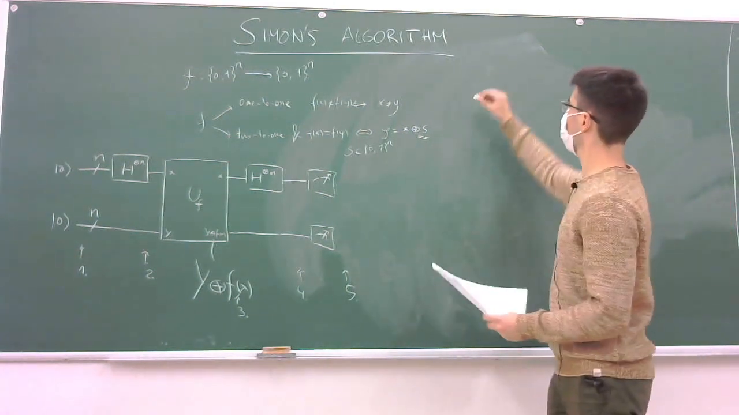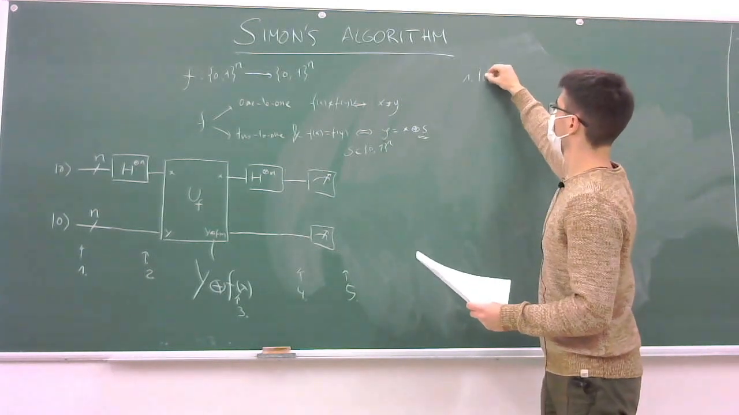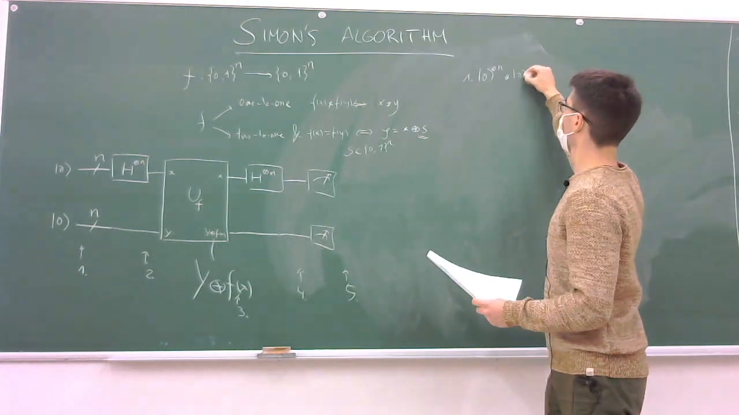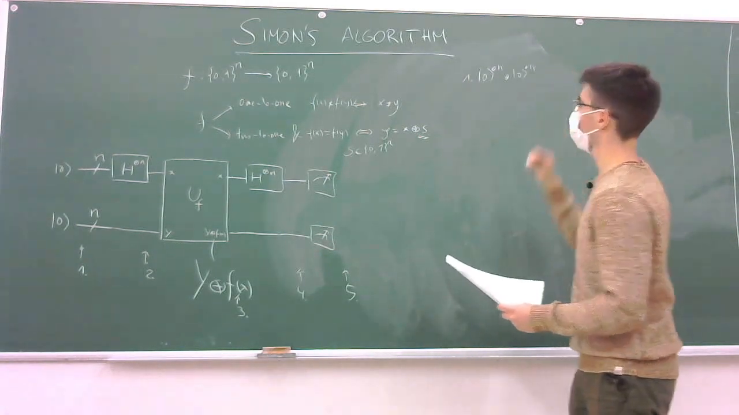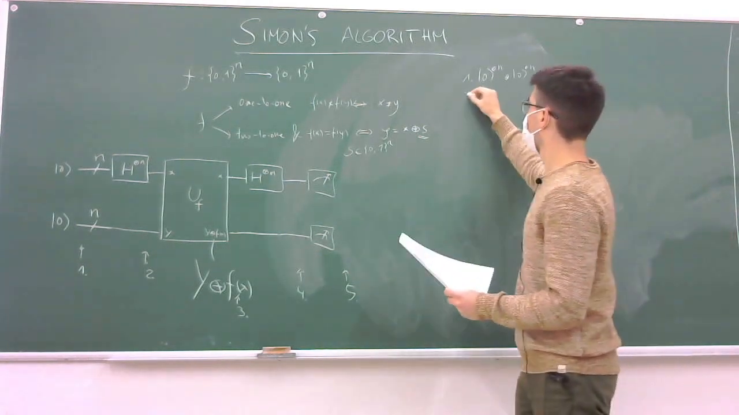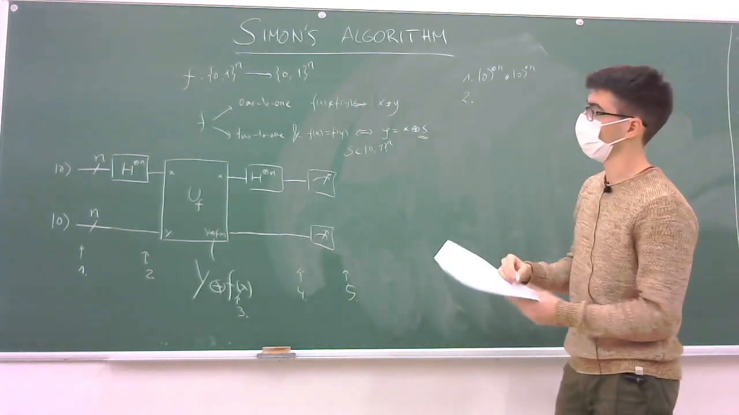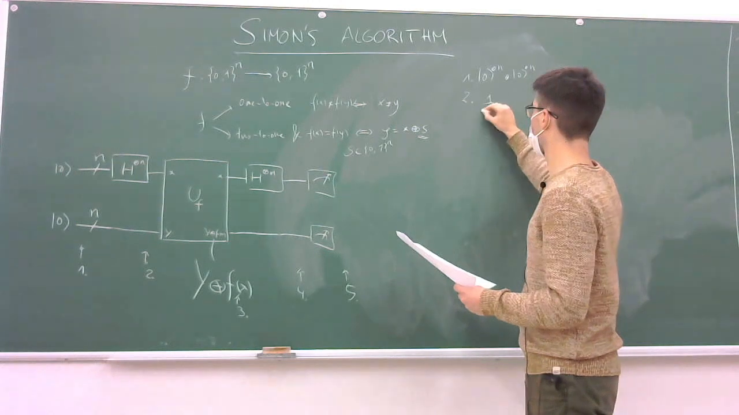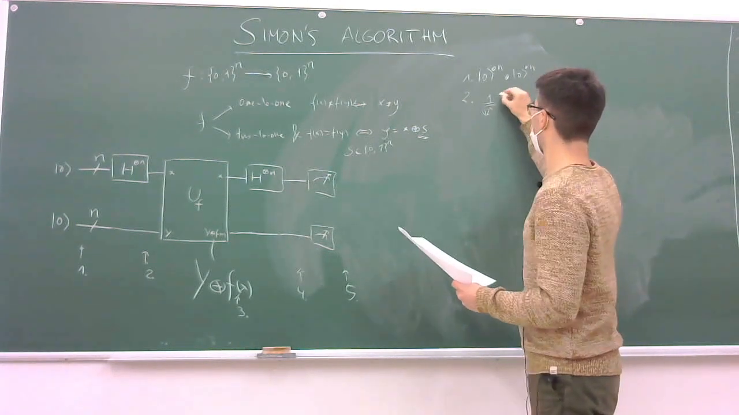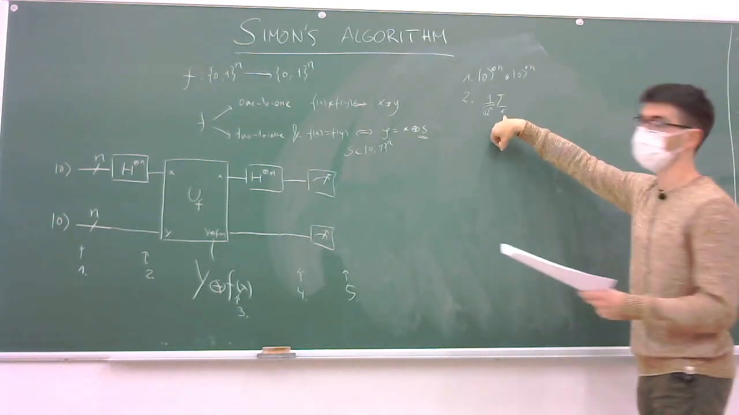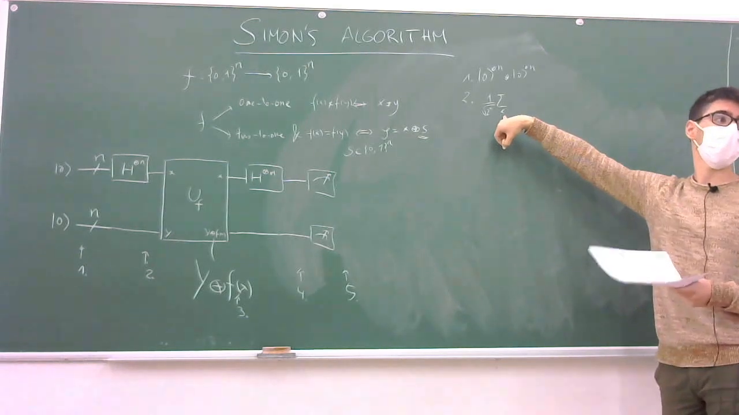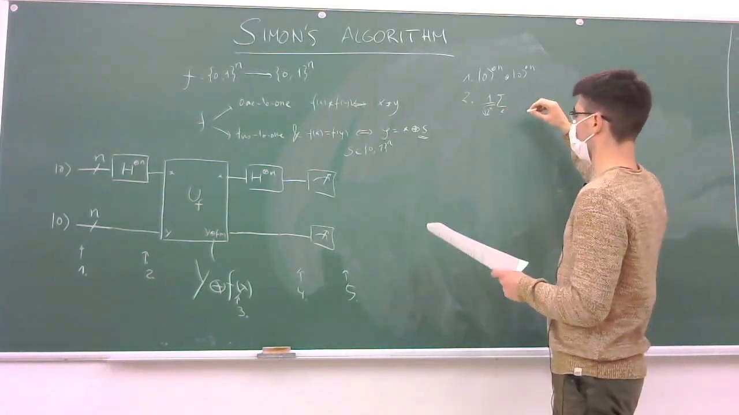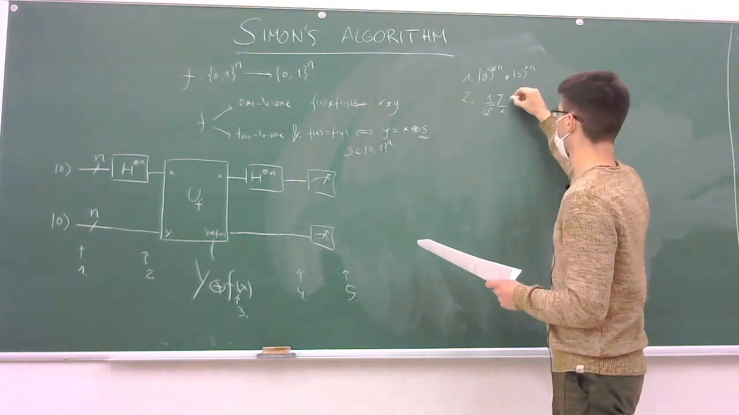So let's start. The initial state is pretty simple: the 0, 0, 0 state. Then the second state is the state after a Hadamard transform of the first register. This sum is over all of the possible bit strings. I'm not writing it down because it's a mess, but for you to know.